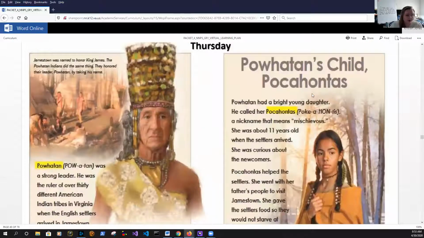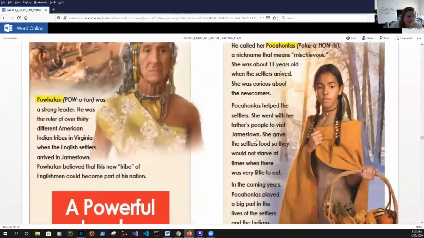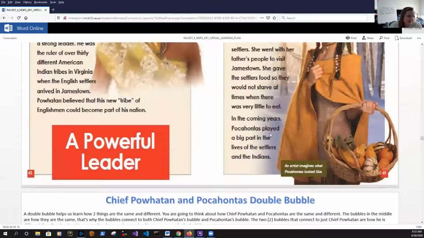Powhatan's child, Pocahontas. Powhatan had a bright young daughter. He called her Pocahontas, a nickname that means mischievous. She was about 11 years old when the settlers arrived. She was curious about the newcomers. Pocahontas helped the settlers. She went with her father's people to visit Jamestown. She gave the settlers food so they would not starve at times when there was very little to eat. In the coming years, Pocahontas played a big part in the lives of the settlers and the Indians. An artist imagines what Pocahontas looked like.